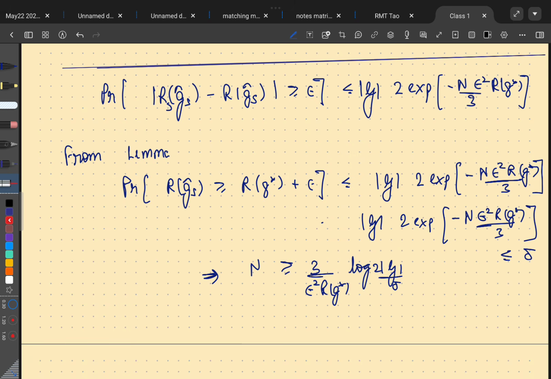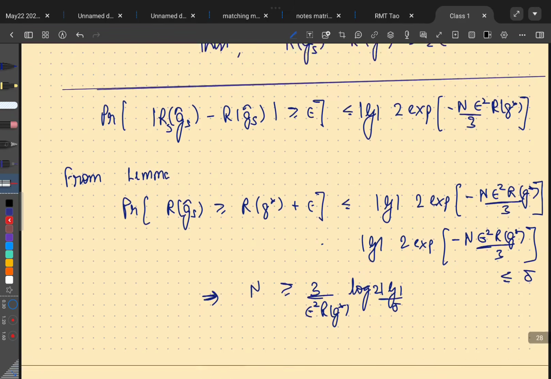You don't know what the value of R of G star is. But still, what I'm guaranteeing is that as long as n is greater than something, okay, I don't know what that is, as long as n is sufficiently large, the ERM is going to output something that is going to be sufficiently close to R of G star with high probability. Okay, so it's going to be epsilon close to R of G star with probability at least delta.